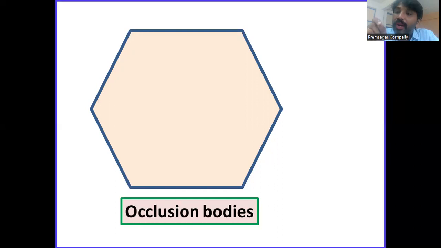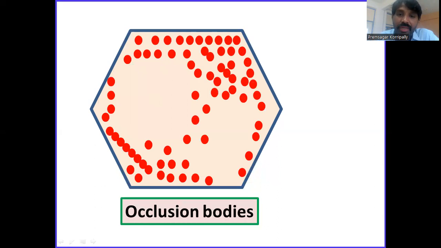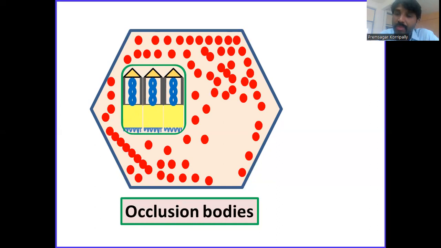So occluded virus particles are embedded in the inclusion bodies. This inclusion or occlusion body has a protein called polyhedrin. The red dot I am indicating is the polyhedrin protein. These occluded derived virus particles, maybe MNV or SNV, are embedded in the inclusion bodies, and the inclusion bodies have a polyhedrin protein.